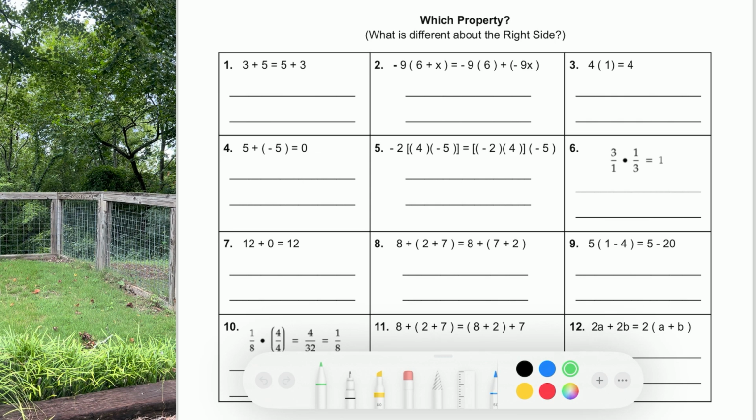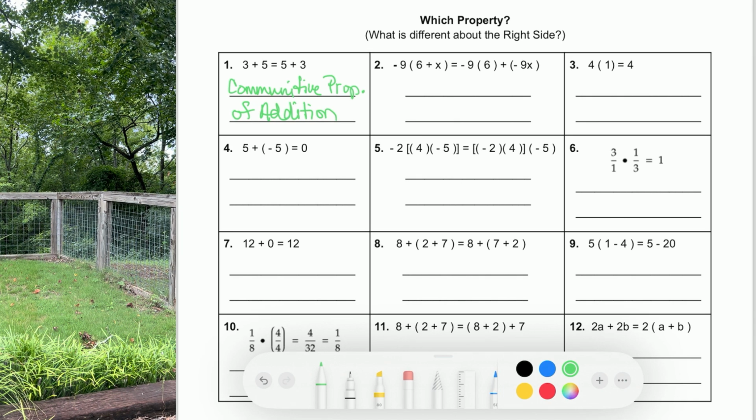So in number 1, the left side says 3 plus 5. Well, how is the right side different from that? Well, I noticed that the 5 is now first and the 3 is second. So the property that deals with that is the commutative property. The plus sign tells me it's the commutative property of addition, not multiplication. So I'm going to go ahead and write in commutative property, and I'm going to short it to prop of addition just because I don't have enough room.